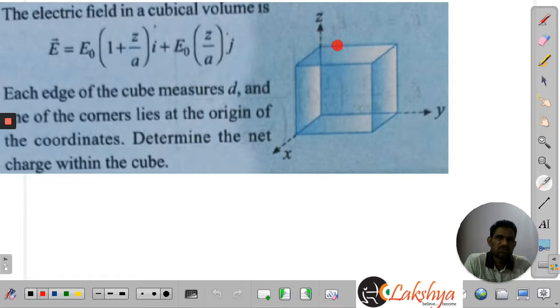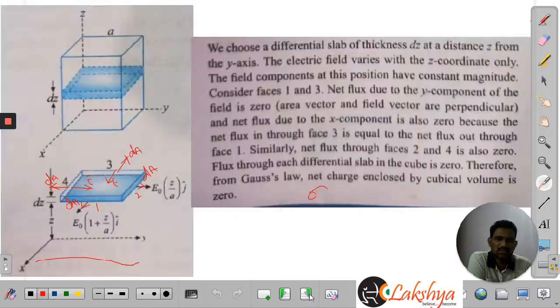So such a similar model here. This cube again has one of its corners at the origin. Now the difference between the previous problem and this problem is that previously the electric field was only along one direction, like j cap, but here it has two components, the x component and the y component. And the important thing is that these x and y components vary with the z value. So now let us see how to solve this.